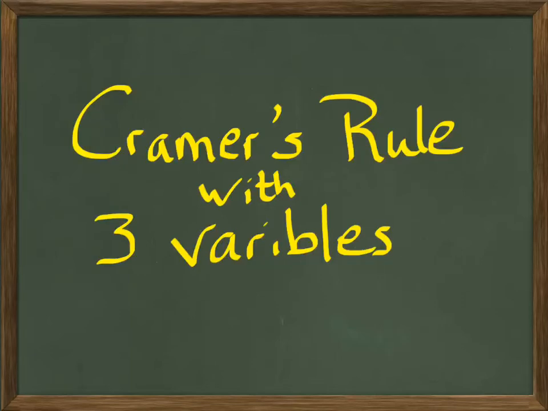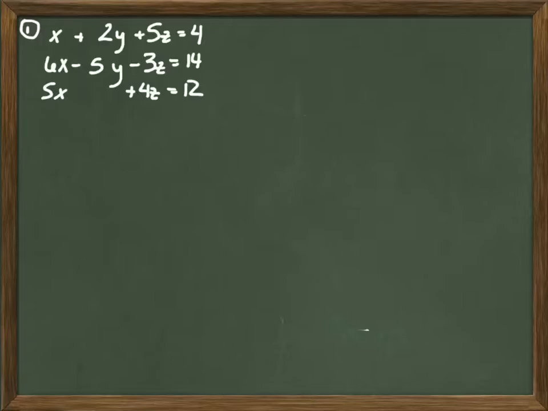Cramer's rule with 3 variables. So today we are going to use Cramer's rule, but this time we're going to have 3 variable equations. And when we're solving a 3 variable equation, we need to have 3 equations to be able to identify those. So it's going to start just like yesterday.